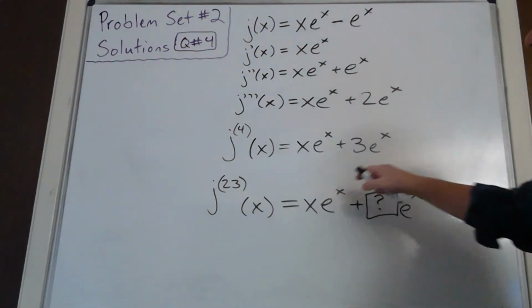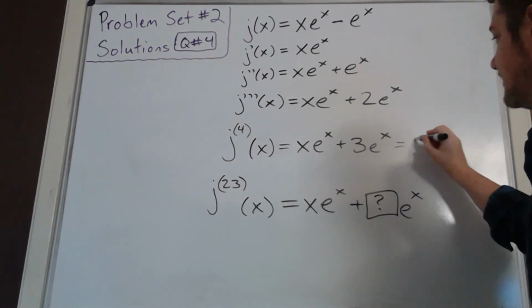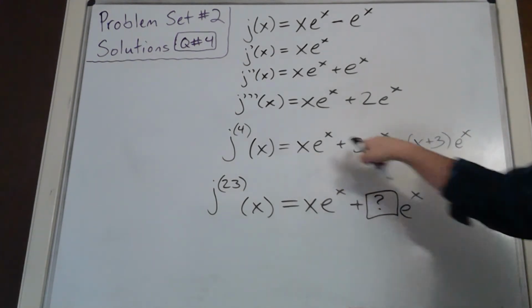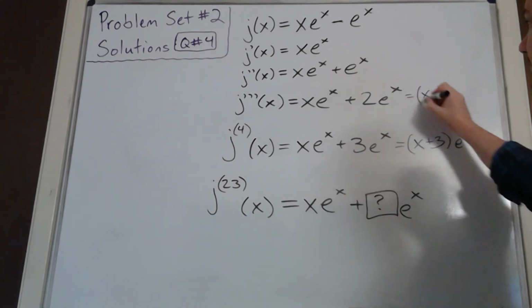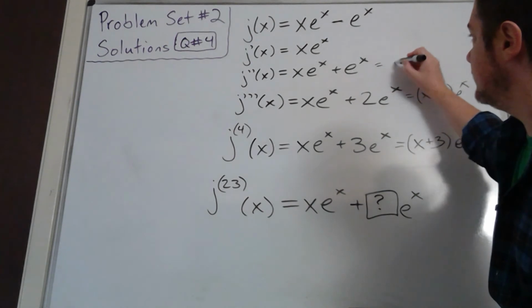But there you go. Another way to write some of these also is, since this has an e to the x, you could factor that out. So here I could write x plus 3 times e to the x, right? Factor the e to the x out to the right. In that case, here I've got x plus 2 times e to the x. Here we had x plus 1 e to the x.